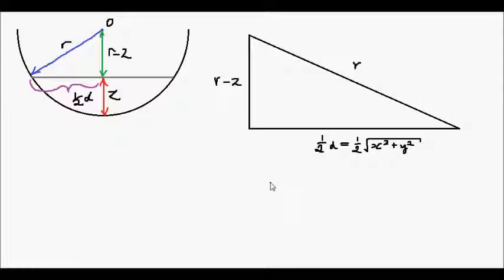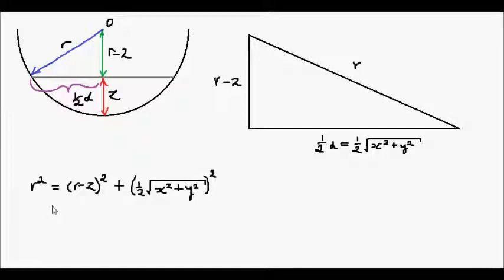So from Pythagoras theorem, we know that the hypotenuse, which is our radius, the square of the radius is going to be equal to the sum of the squares of the two shorter sides. So it's going to be equal to (r minus z) squared plus (1/2 of the square root of x squared plus y squared) all squared.